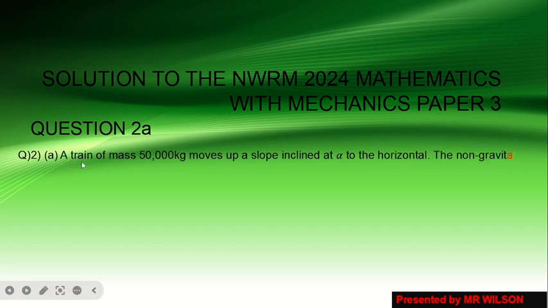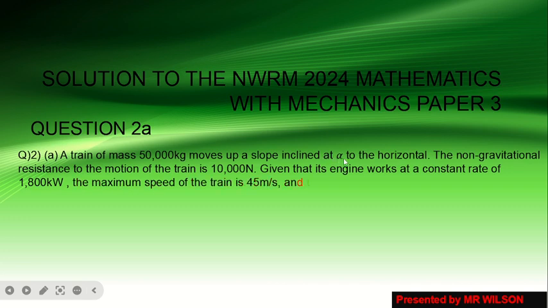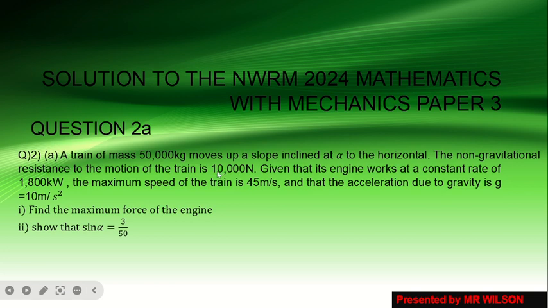Question 2A. A crane of mass 50,000 kg moves up a slope inclined at alpha to the horizontal. The non-gravitational resistance to the motion of the crane is 10,000 Newton. Given that the engine works at a constant rate of 1,800 kilowatt, the maximum speed of the crane is 45 meters per second, and the acceleration due to gravity is g, which equals 10 meters per second squared. Part 1: Find the maximum force of the engine. Part 2: Show that sine alpha equals 3 on 50.